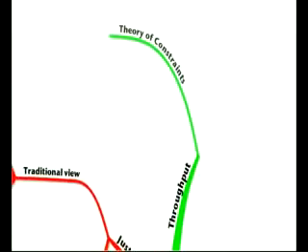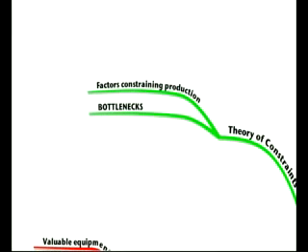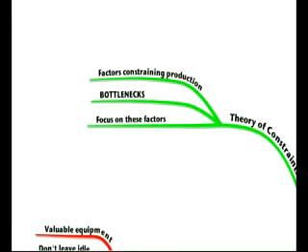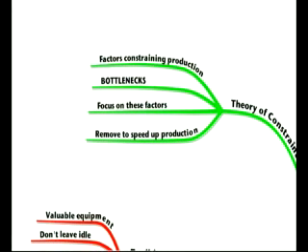Okay, so throughput is based on the theory of constraints. The theory of constraints is that there are factors which constrain production. These are called bottlenecks, things that are making production less than it could be. So what management should do is focus on these factors. They need to remove the bottlenecks, and that will speed up production and increase your throughput.